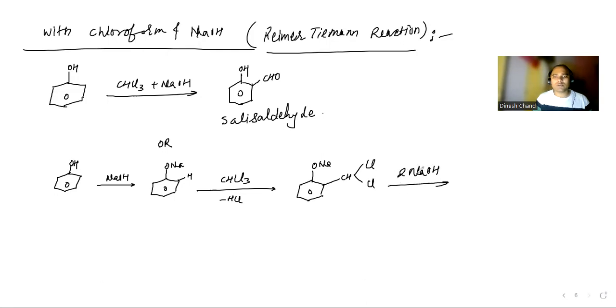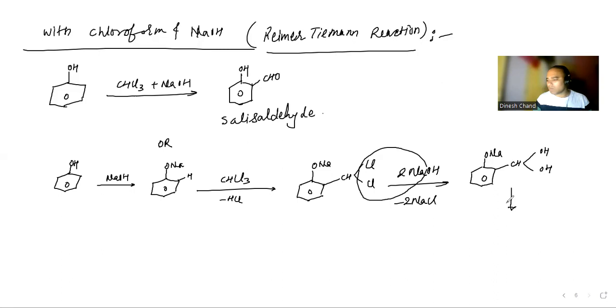When you are treating with 2 NaOH, 2 NaCl is going to be out, student. Minus 2 NaCl. So here you see the product, student. What can be the product? Here is the ONa and here is the CHCl2. This will be OH and here is OH.